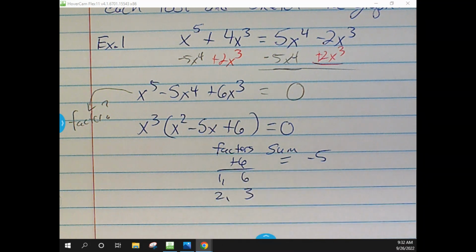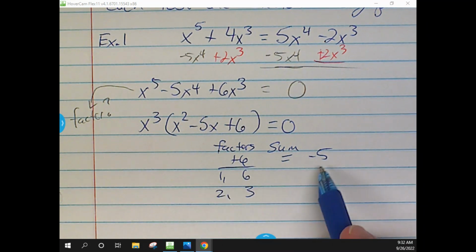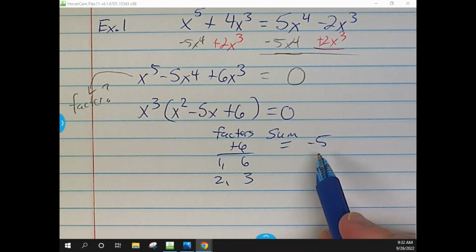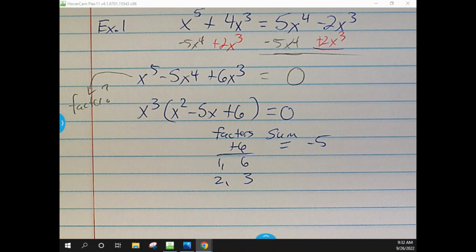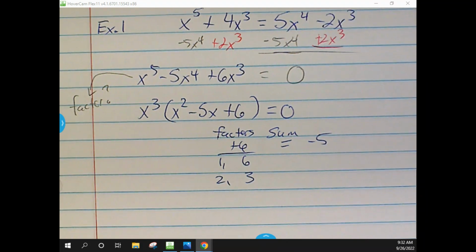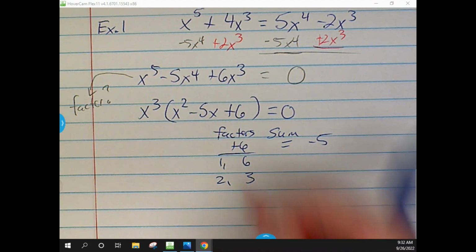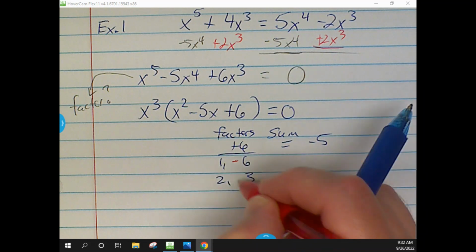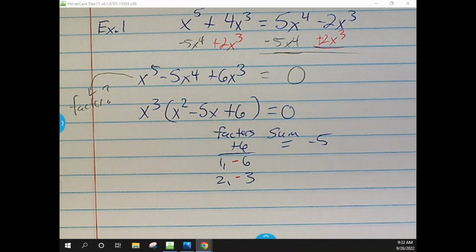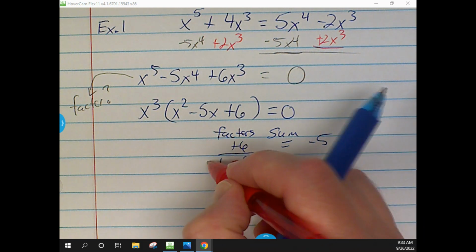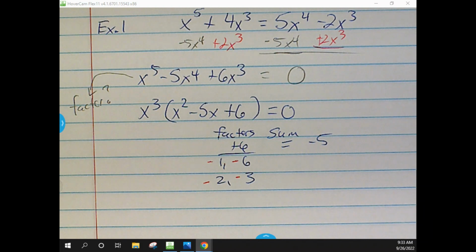All right, now again, you've got to be careful because you could do 1 minus 6 and get negative 5. You also could do negative 2 minus 3 and get negative 5. So again, this is where you've got to be really, really careful with your signs. The b term is negative, so the bigger number has to be negative. And if we multiply these two, we know then that the other sign has to be a negative also. So it looks like it's going to be negative 2, negative 3.